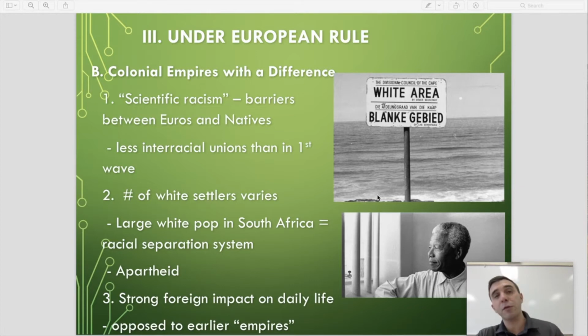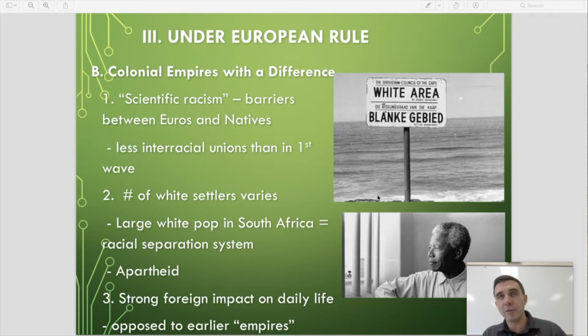What it really leads to is a lot more barriers between European and native groups here. And you're also going to see a large reduction in interracial unions than in the first wave. What do I mean by first wave? The first wave of Europeans conquering is the Americas, right? 1492, Columbus, Ocean Blue. So when the Americas are conquered by the Europeans, think the Spanish, the Portuguese, the French, there was a lot of intermarriage between them and the natives, right? The Native Americans of varying groups, right? Here, there's significantly much less of that.